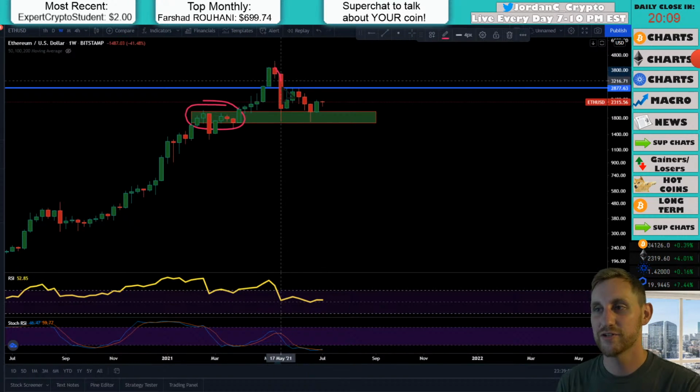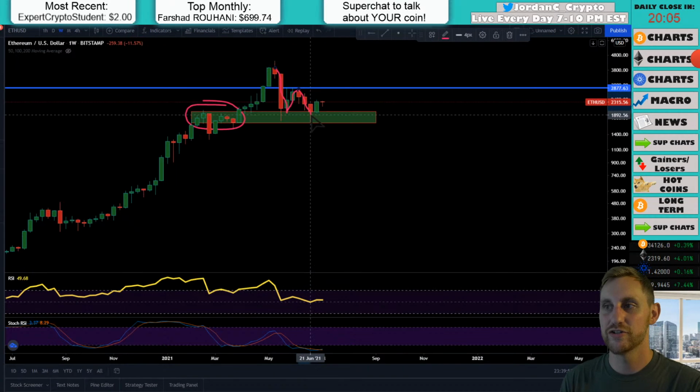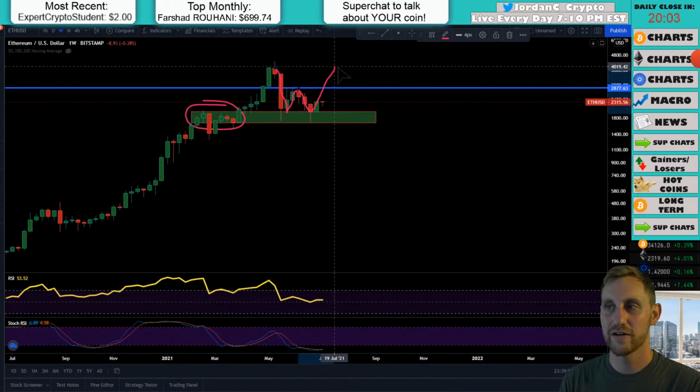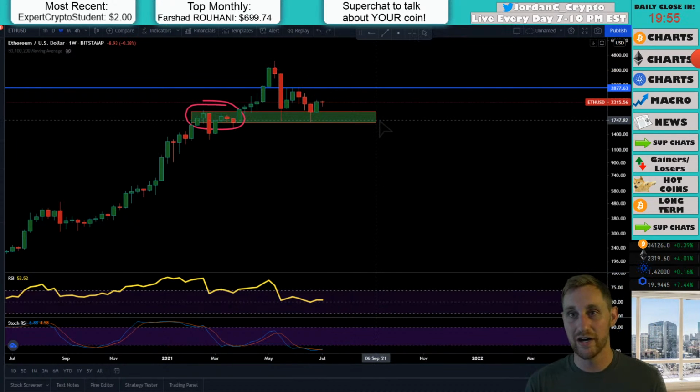Anyways, you do have a W pattern that if you can get back above about 2,900, you do have a W reversal pattern that could be forming here, which would have a breakout target up towards your high. So it is something to look at there. I think the weekly looks pretty good on Ethereum.